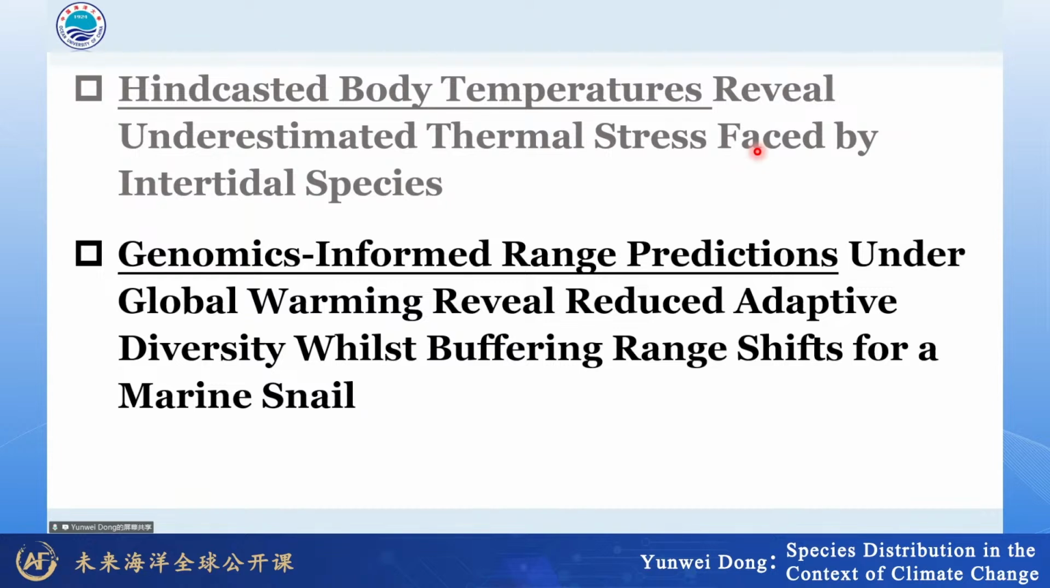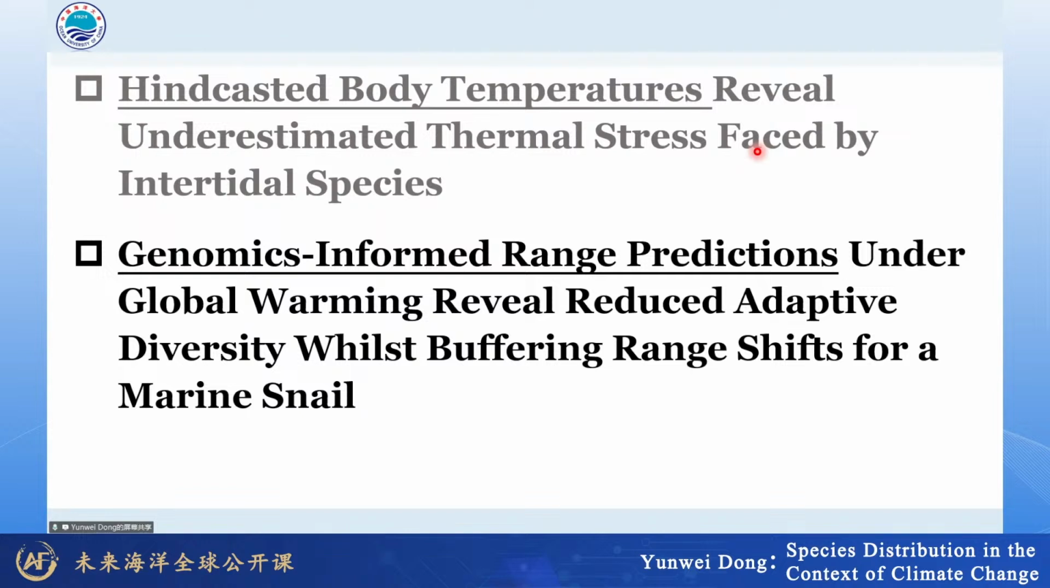Because many studies have seen that along the coastline, different populations usually have different thermal performance, different upper thermal limits. But in most cases, we think that at least one species has one upper thermal limit, one lethal temperature. Actually, this is not true. This is not the case.